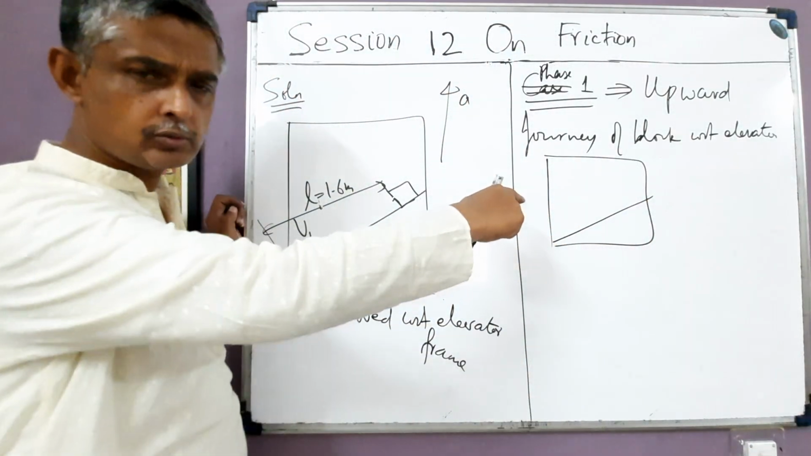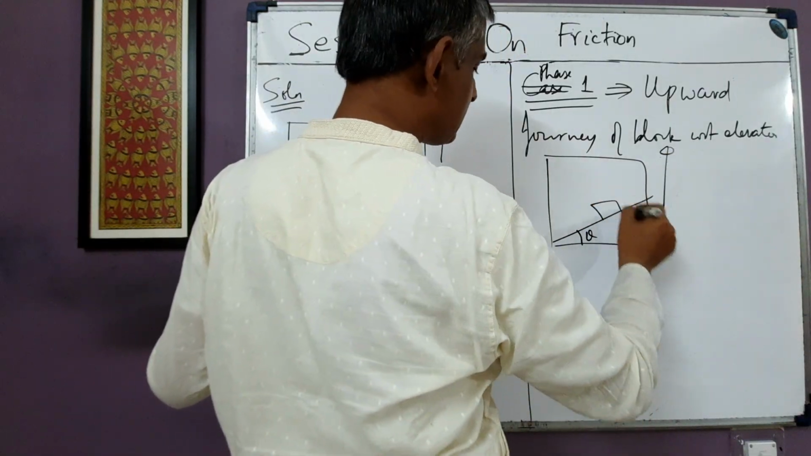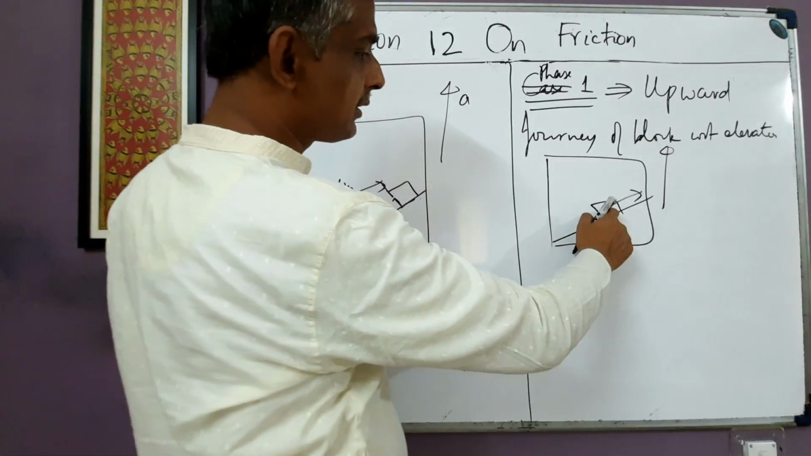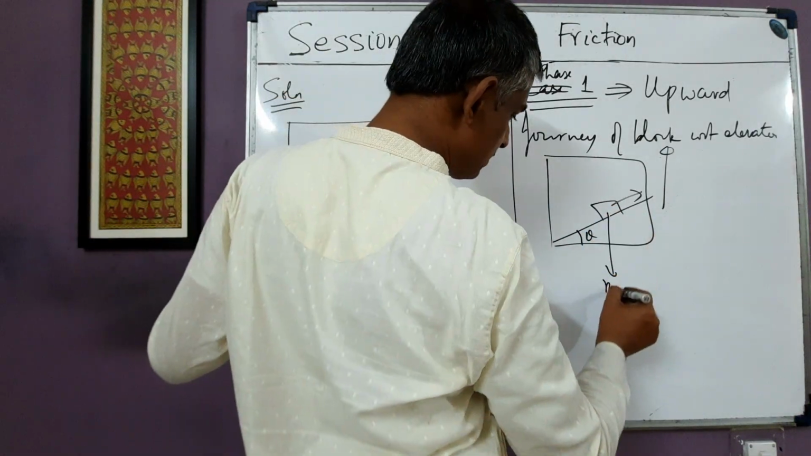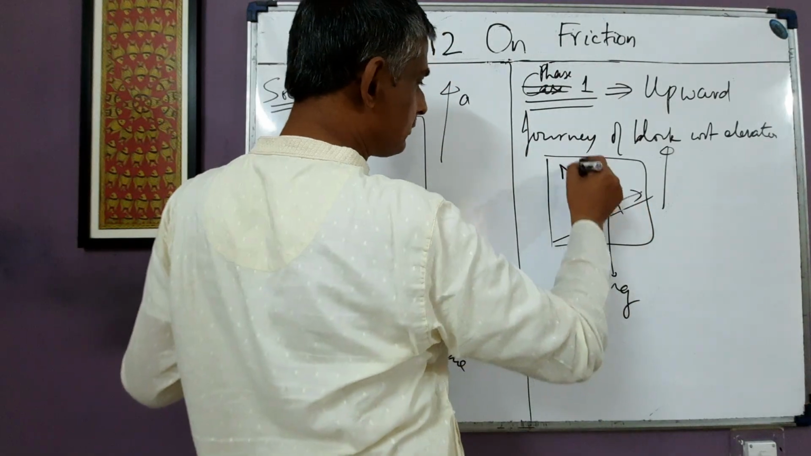I am showing the diagram smaller to get more space. This elevator is moving up. At some instant the block is here and moving up the incline with respect to the elevator. I draw its free body diagram at this point with respect to the elevator frame. First the real force mg acts on it. This inclined face exerts a normal force N1 on the block.